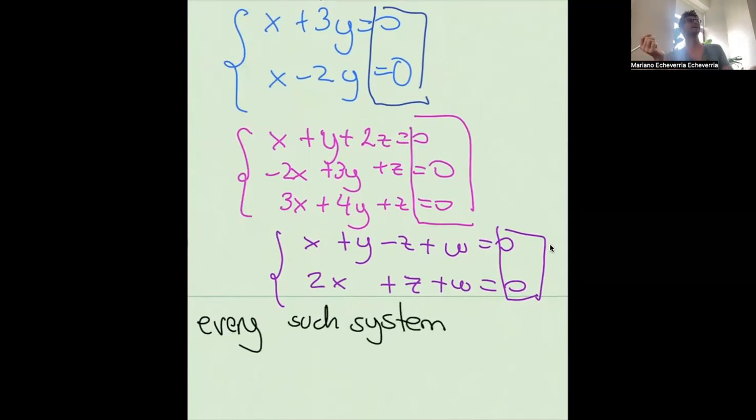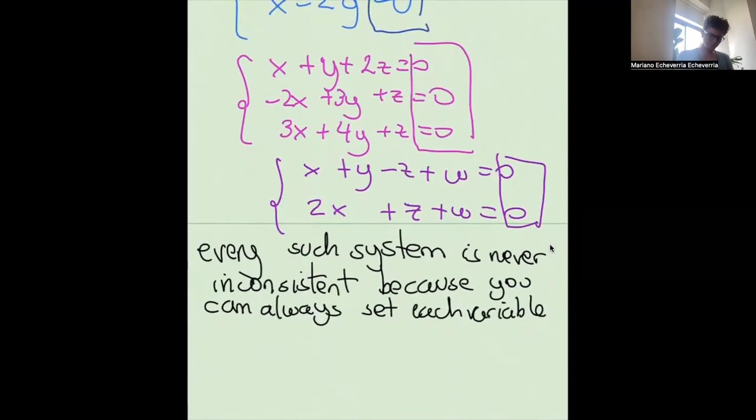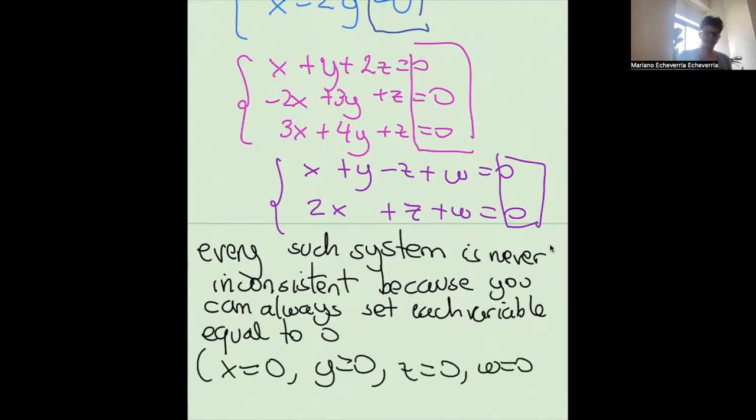Or let me write it this way. It's never inconsistent. Because you can always set each variable equal to 0. So for example, x equals 0, y equals 0, z equals 0, w equals 0, etc. If you have more variables, you would have to set more equal to 0.